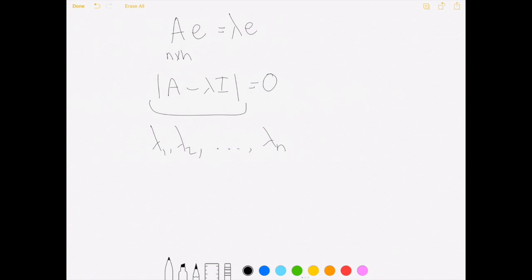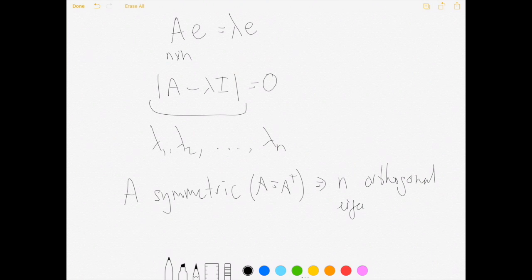Now, for certain special matrices, we can say something about the eigenvectors. In particular, when A is symmetric, so when A equals A transpose, there's a full set of n orthogonal eigenvectors.